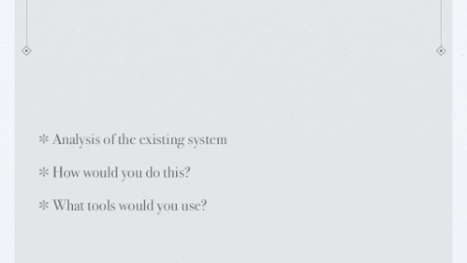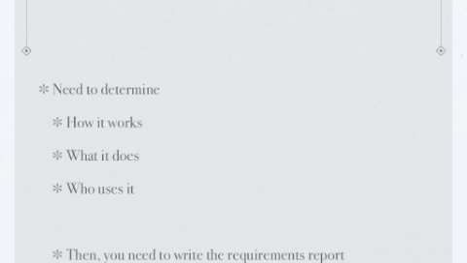You need to analyse the existing system. You would use different tools to do this. So for example, you might use context and data flow diagrams, or data dictionaries, or schemas, entity relationship diagrams, or you might even use the information processes diagram to do this. But you need to figure out the way in which the system works so that you can figure out what any potential problems are with the system. You need to determine how it works, what it does, and who uses it.